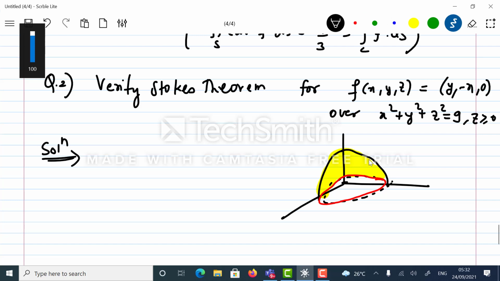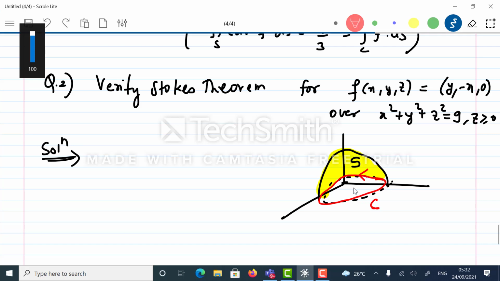Now my surface is on the hemisphere. This yellow part is basically my surface, and the red part is basically my boundary. The direction is not mentioned, so we will take the counterclockwise direction. So the boundary is basically C and the surface is S. According to Stokes theorem, the line integral is the same as the surface integral of curl f, right?